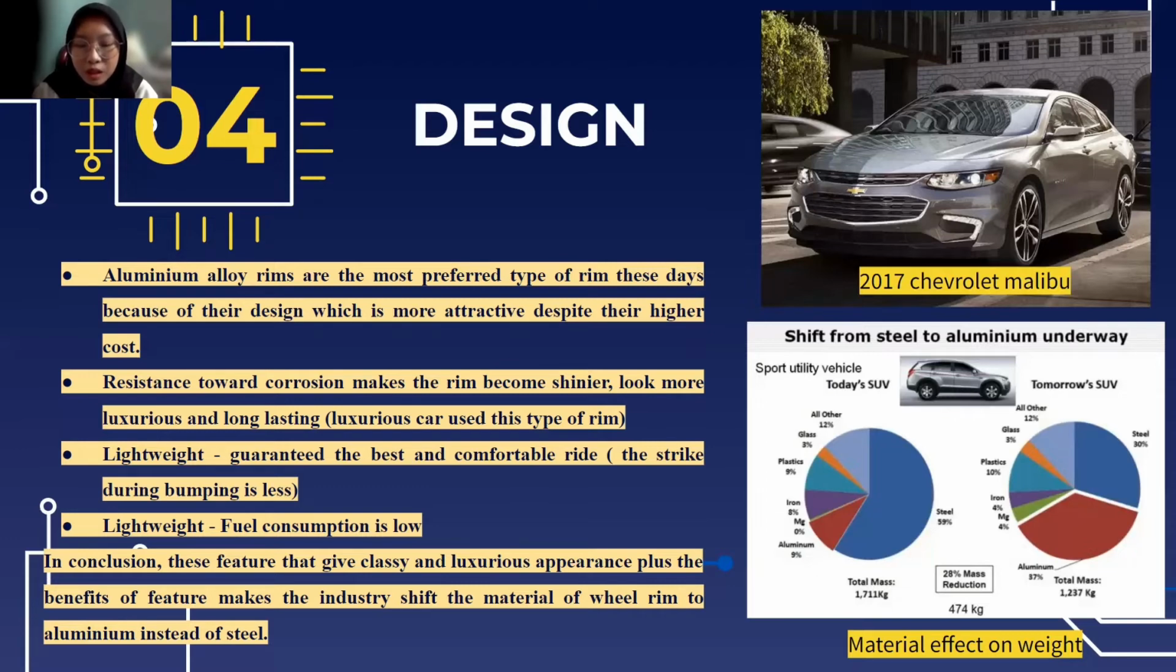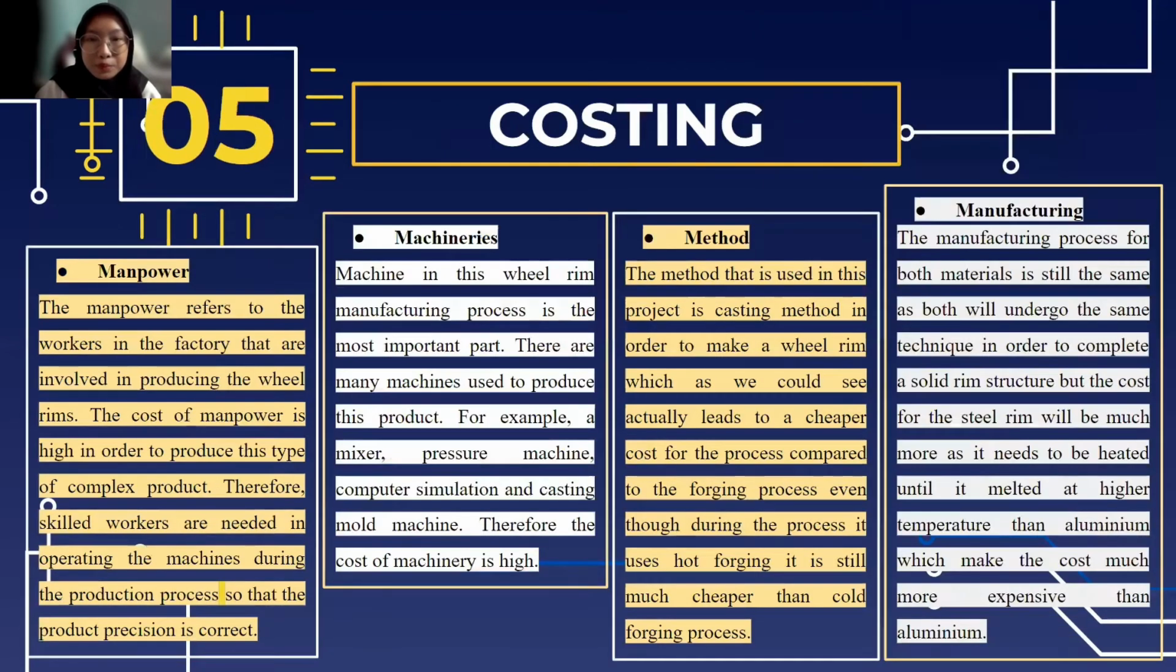Here, it is the material effect on the weight. As you can see, by using aluminum compared to steel, there is 28% mass reduction in the weight. In conclusion, this feature that gives classy and luxurious experience plus the benefits of the feature make the industry shift the material of wheel rim to aluminum instead of steel.